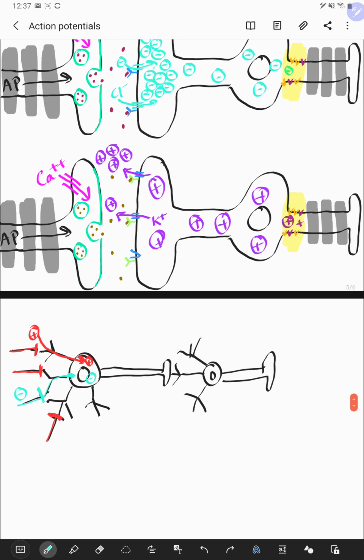Just keep in mind that in this anatomy of the neuron, there are multiple axon terminals of presynaptic cells that are connecting to this postsynaptic neuron here through the millions probably of dendrites that they have.